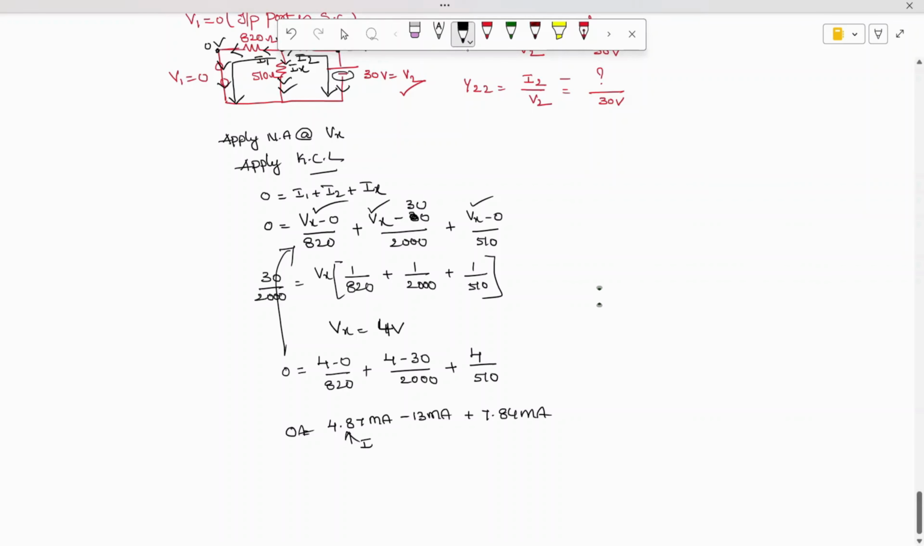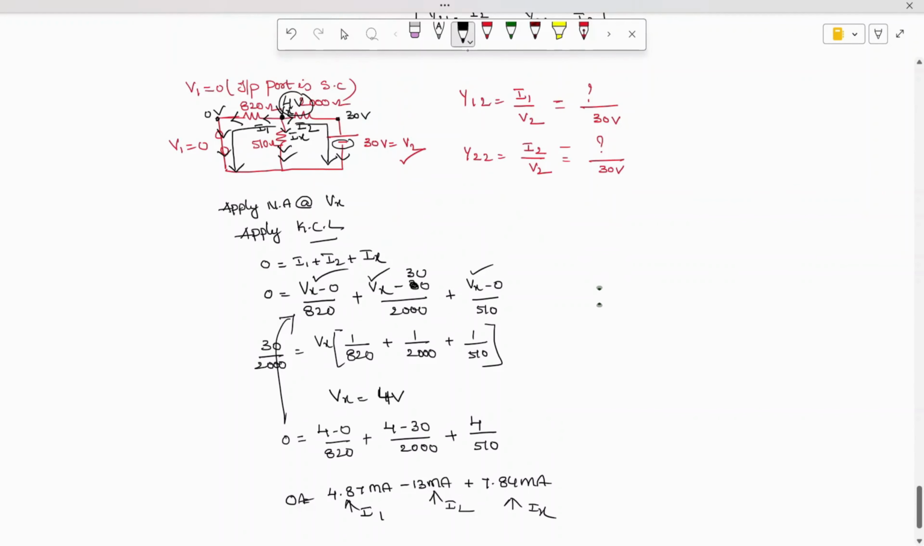This current I am going to label as I1, this current as I2, and this current as Ix. So the value of I1 we obtained is 4.87 milliampere, and what is the value of I2? Let us take I2 in this direction: it is minus 13 milliampere. If it flows in this direction, it is plus. Just take it as plus, which is nothing but 13 milliampere.